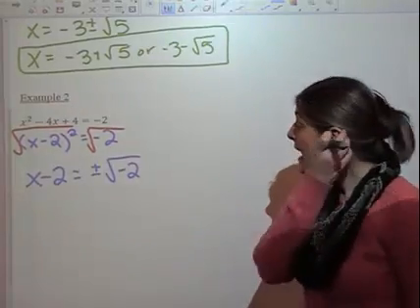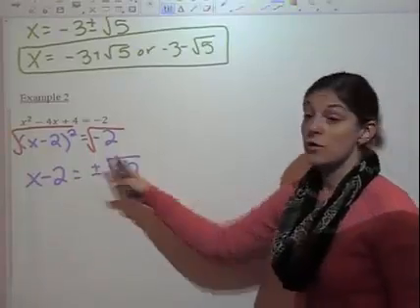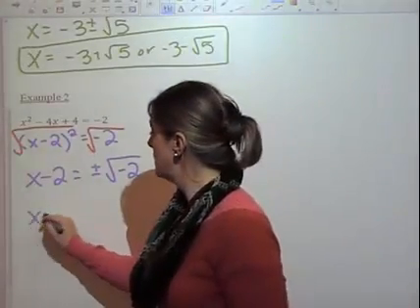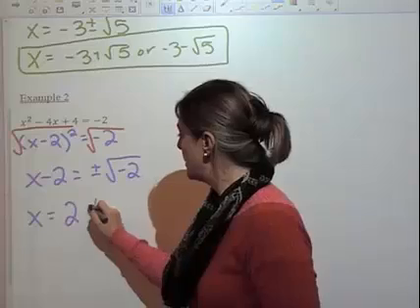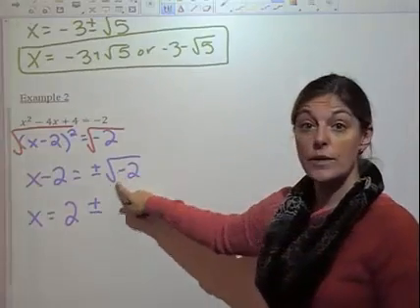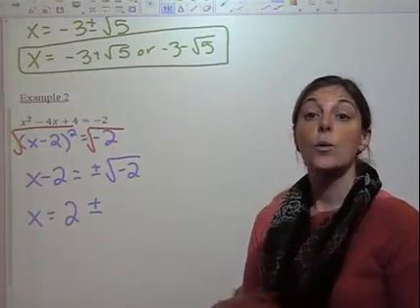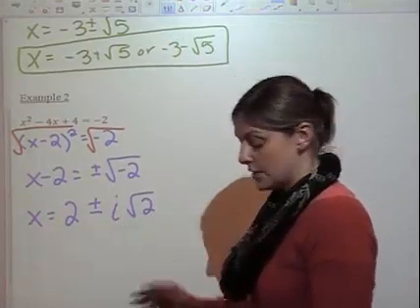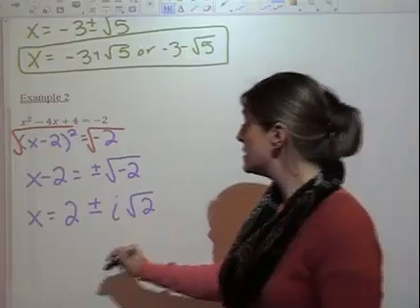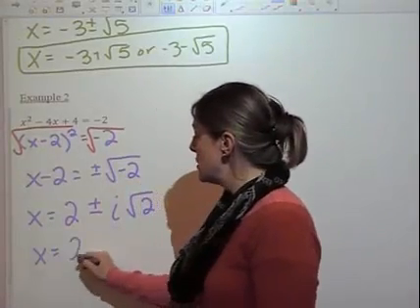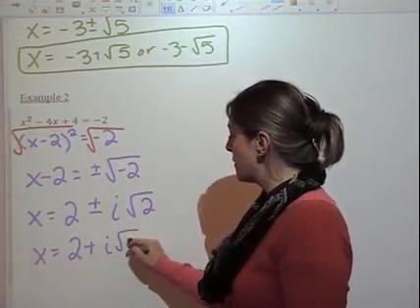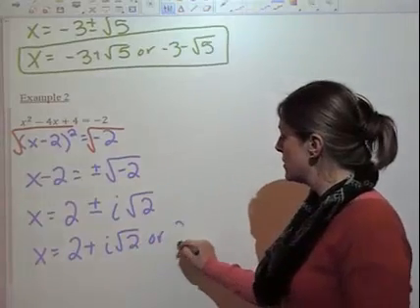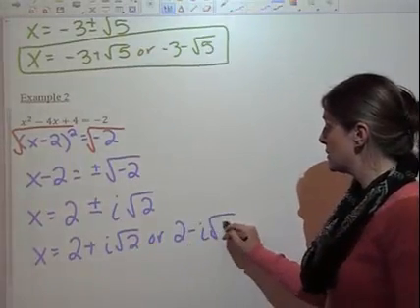All right, so now we can move our 2 over. So we get positive 2 plus or minus, and then remember when we take the square root of a negative, we've got to pull out that i. So we have i square root of 2. And again, you can leave it like this, or you can say x equals 2 plus i square root of 2, or 2 minus i square root of 2.